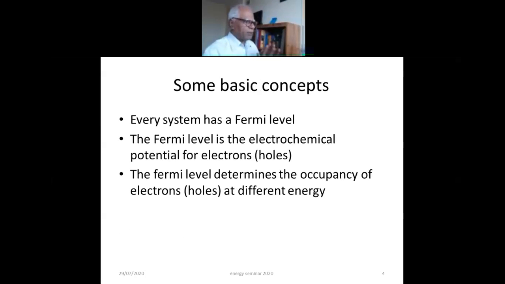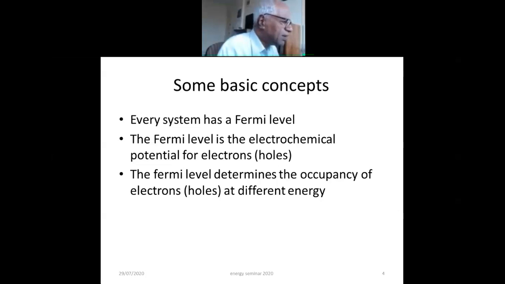Okay. So first, some basics. The most important thing to understand when you have to work with semiconductors, if you have to do anything, is to be able to draw energy level diagrams, especially when you take two materials in contact and put them together, you have to ask what happens. And for that, the idea of a Fermi level is very important.